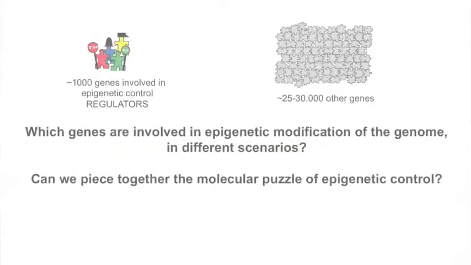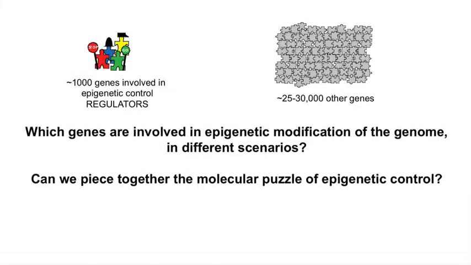So the way that I like to think of it is that in the genome there are perhaps 25,000 or 30,000 genes. So these are all the grey puzzle pieces. They're the ones that do the work in the cell of different varieties. However, there might be about 1,000 genes that are involved in epigenetic control. And these, if you like, can be seen as the regulators. They're the stop-go men, the people that are describing to all the other genes and bossing the other genes around and telling them what to do.